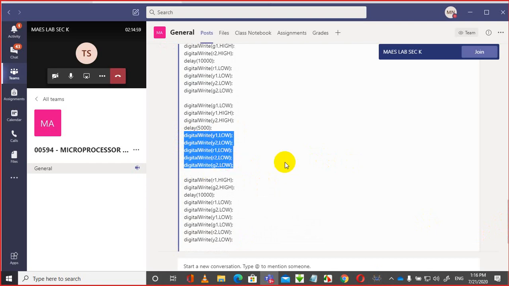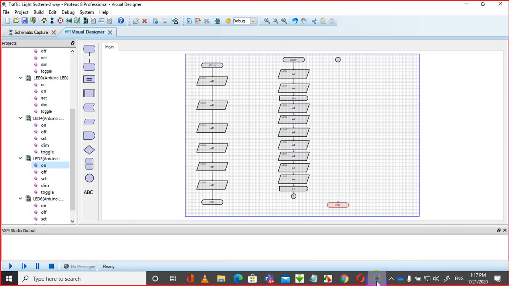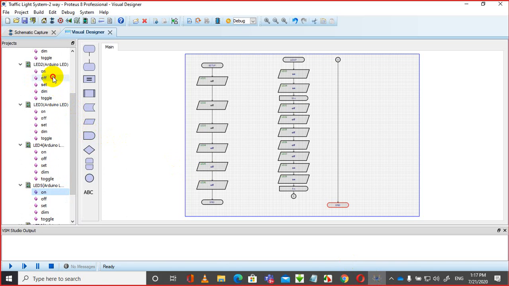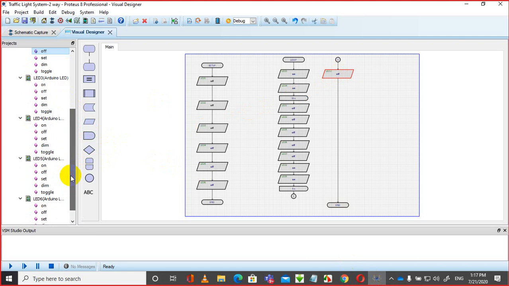So what do we do over here? The first lane we make yellow low. For the second lane we make yellow low. For both lanes we make yellow low. That means these two steps. That means LED number 2 of the first lane, that is yellow, we make it off. And LED number 2 of the second lane is LED number 5, we make it off.